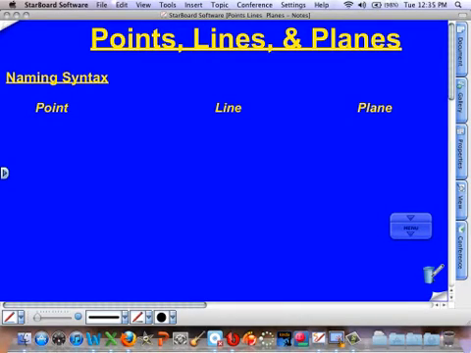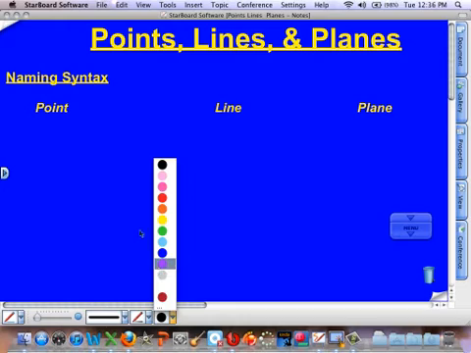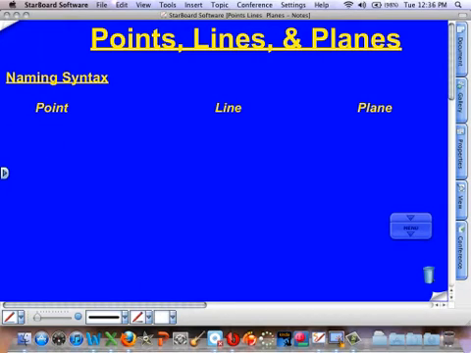How we name this stuff, because we have conventions on how we name these. A point is, almost all points are labeled exactly the same way. We usually have a little dot. And just like we did yesterday on the Inspire, that dot has to have a label, and we use a capital letter. So your points are labeled with capital letters.